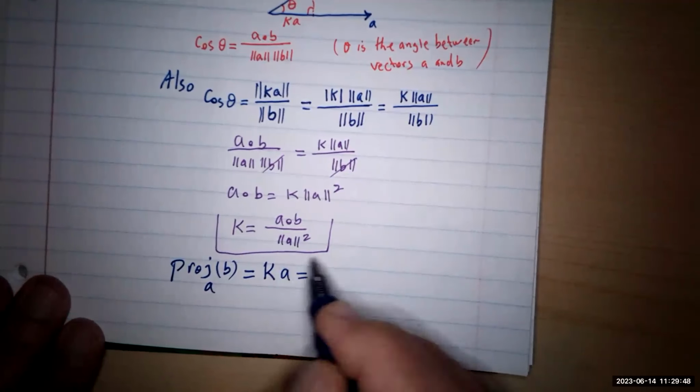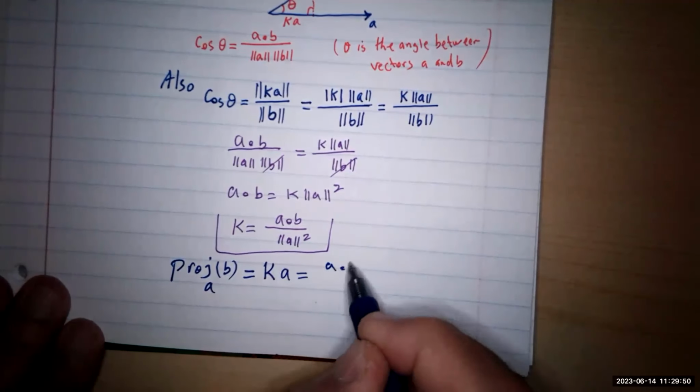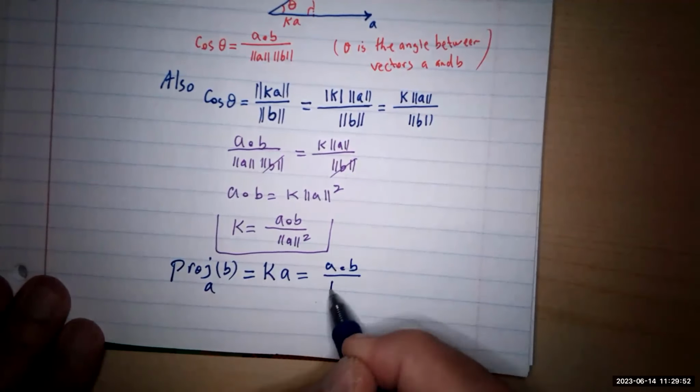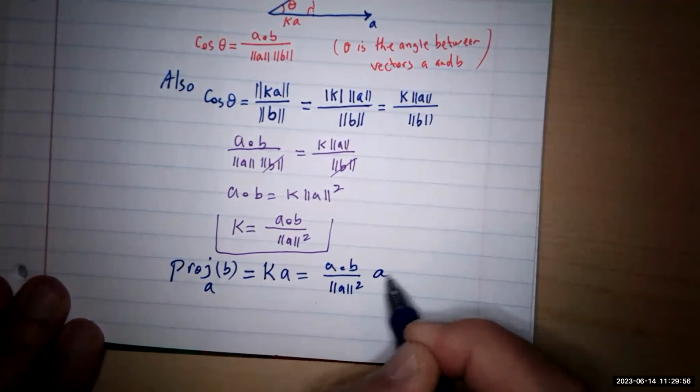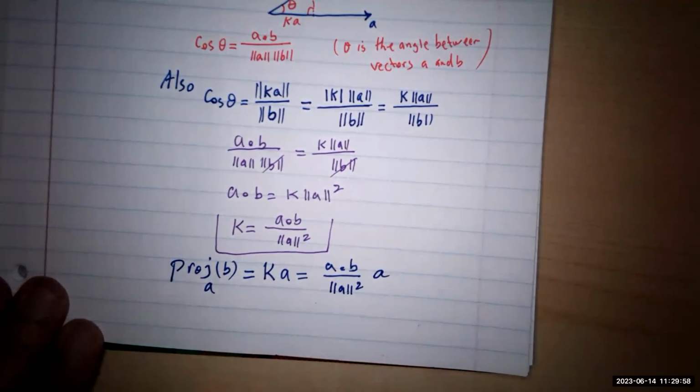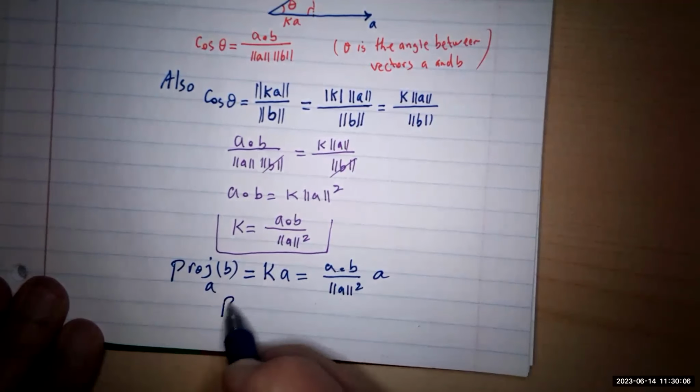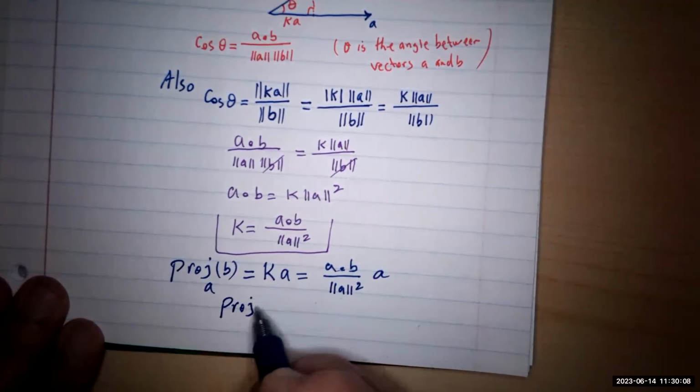So now it's going to be what? It's going to be A dot B over the norm of A squared, times A. Remember this quotient: A dot B is a number, norm A squared is a number, so this is going to be a scalar. It's going to be the scalar, and this is how you get it.